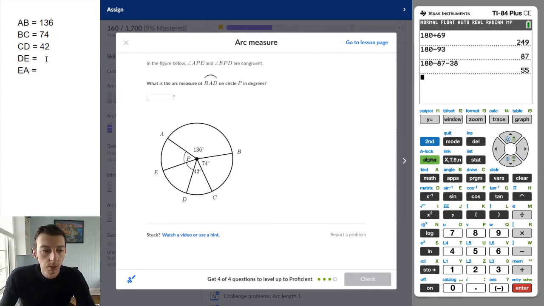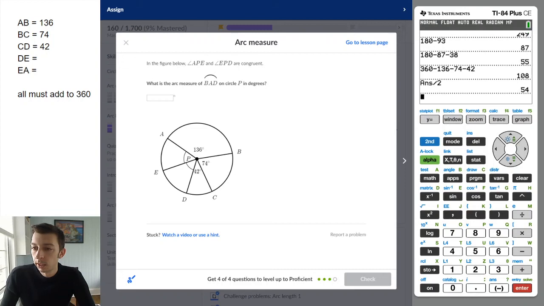So these two are the only two that are left, AE and ED. We know that they're also congruent. So these all must add to 360. So I can subtract 360 minus 136 minus 74 minus 42. I get 108. So that means DE and EA together must add up to 108. Because they're the same, I should be able to divide 108 in half, and I should be able to figure out that these are both 54.